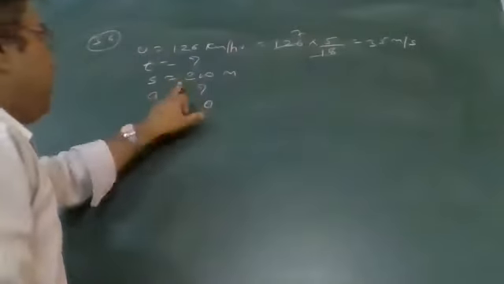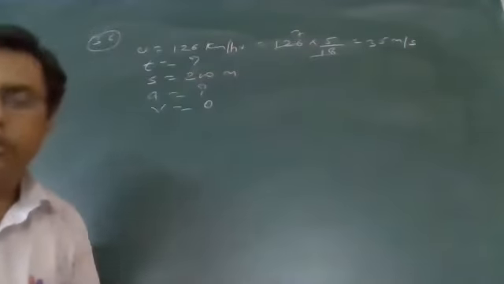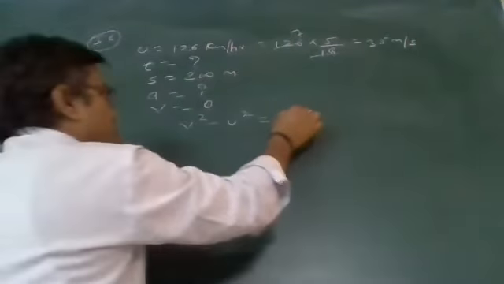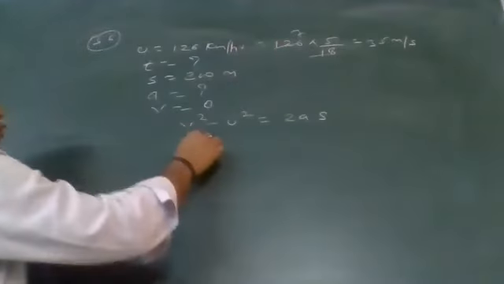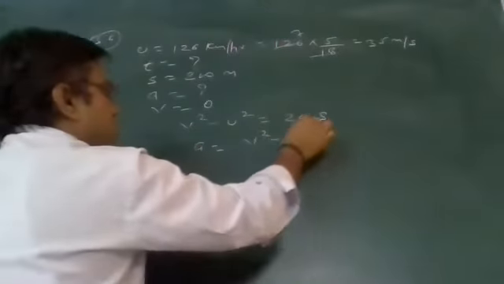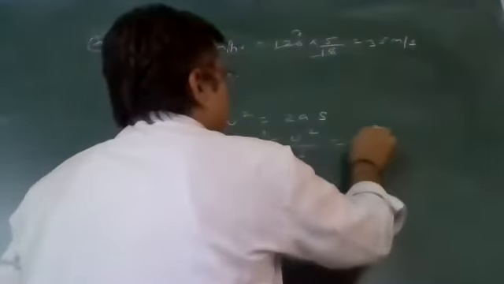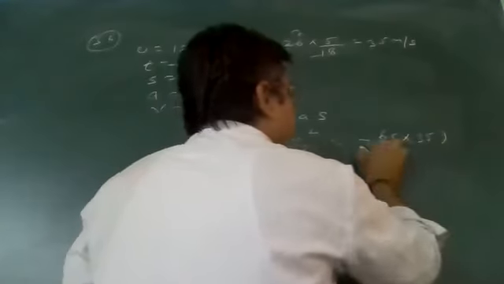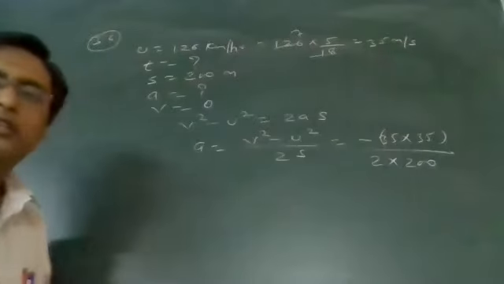Time I want to calculate, s is given to me. Acceleration I want to calculate, and final velocity is 0. So I can apply the third equation. V square minus u square is equal to 2as. So what is the value of a? A will be v square minus u square divided by 2s. V is your 0 minus, what is u? U is the square of 35. 35 into 35 divided by 2 into s. S is your 200.